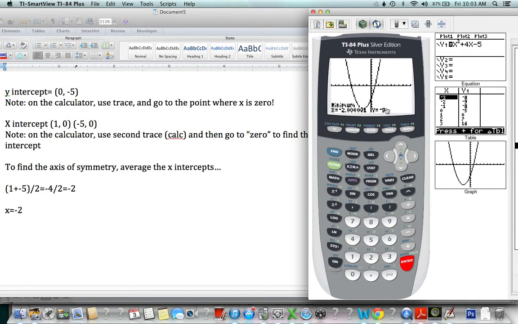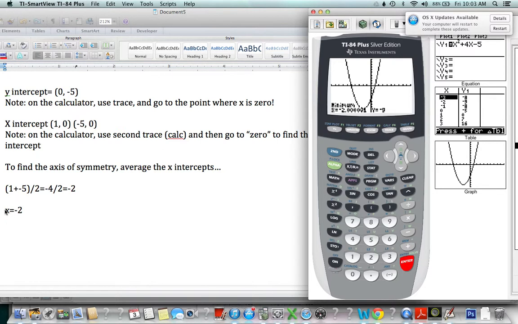And now notice that this number says -2.000001. The calculator is approximating. If you round to 3 significant figures, 4 significant figures, even 5 significant figures, the answer is really just -2. And lo and behold, look at that. The x-coordinate at the minimum is -2. The x-coordinate of the axis of symmetry is -2.